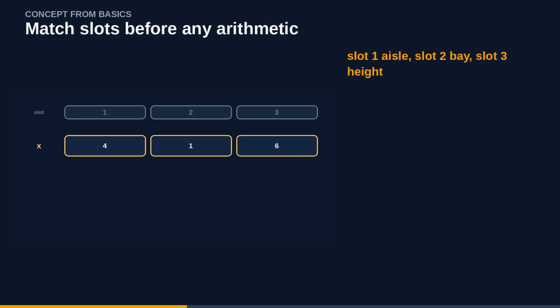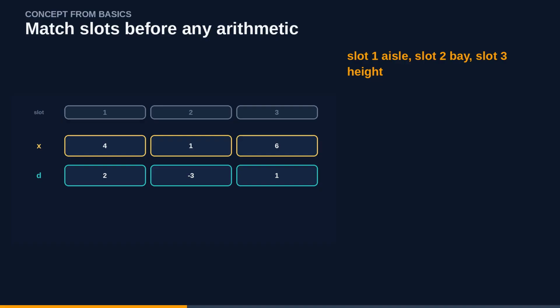Line up the slots before you add or scale. The current position X is 4, 1, 6 meters in a fixed order: aisle, bay, height. The nudge direction D is 2, minus 3, 1. Each update component must sit under the coordinate it is meant to change. If the order drifts, the arithmetic silently mixes unlike quantities, aisle meters under bay meters.